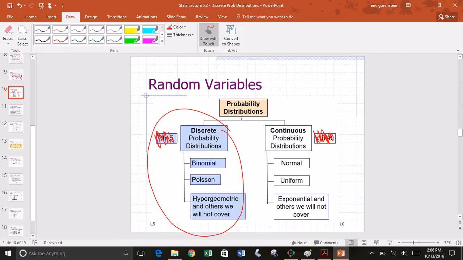So discrete probability distributions, this is a somewhat broad topic. There are specific types of discrete distributions. So for example, binomial is one, Poisson is one, hypergeometric, and others. There's more than just these. We'll talk about a few of these, but there are many types of discrete distributions.